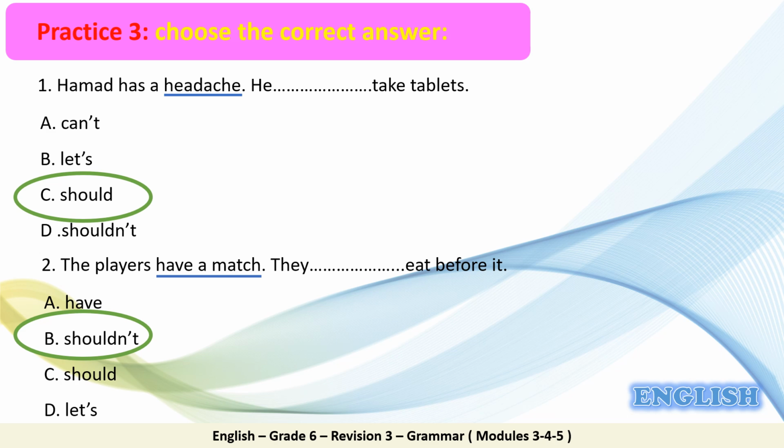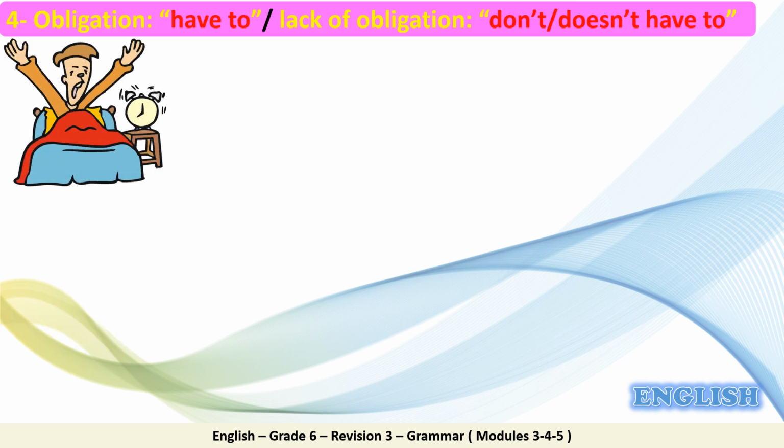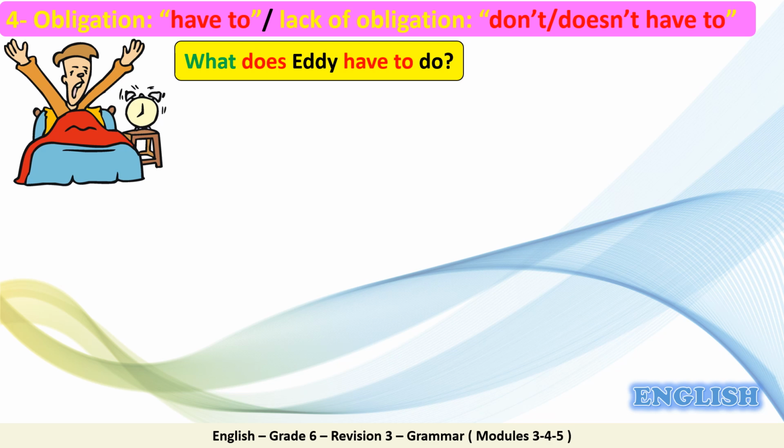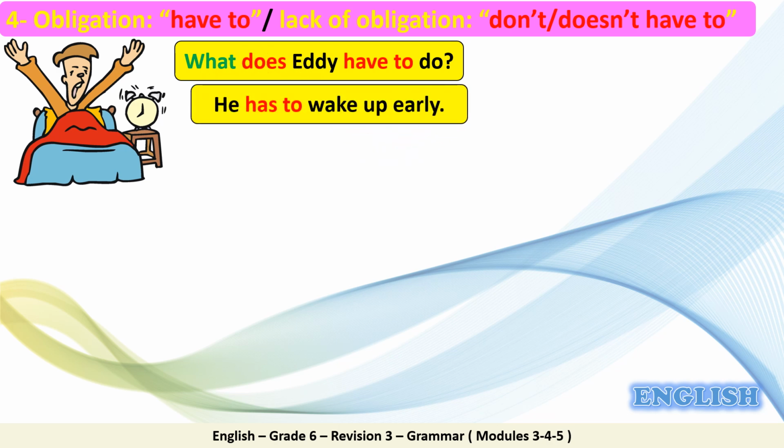Good job. Great. The next grammar point is obligation with have to and lack of obligation with don't or doesn't have to. Look at the picture and the question here. What does Eddie have to do? The answer is he has to wake up early.